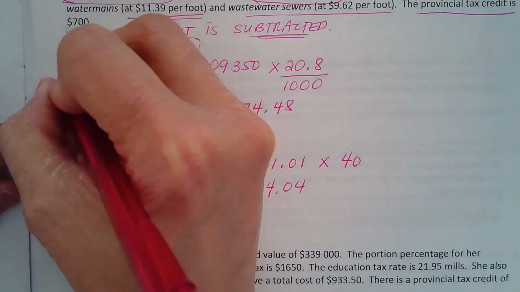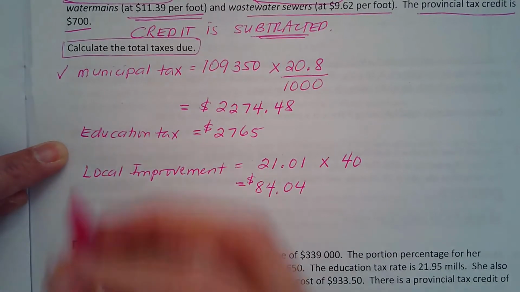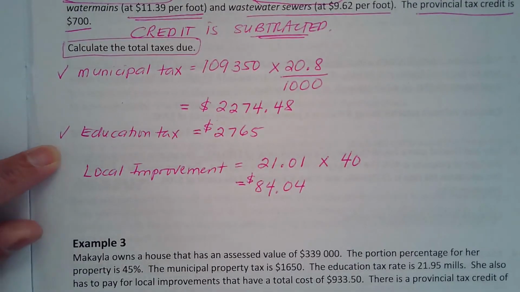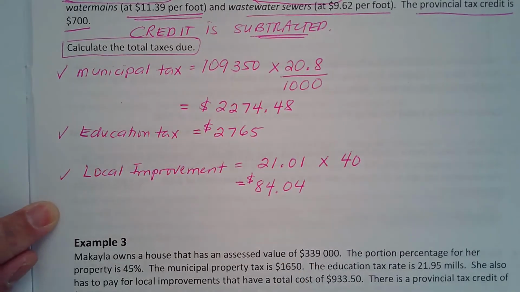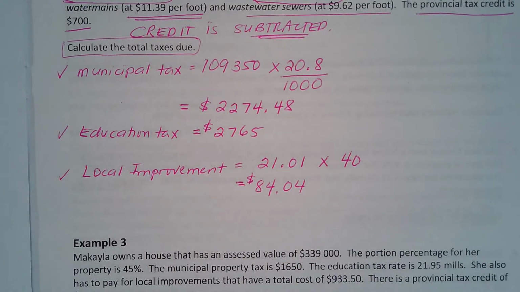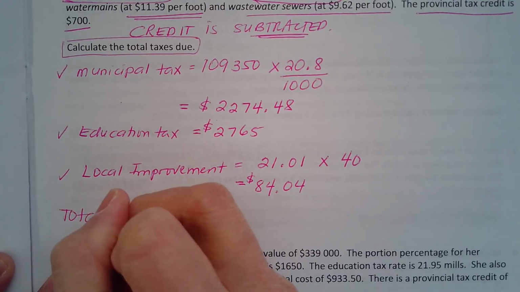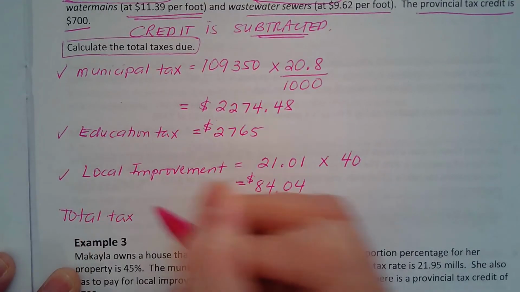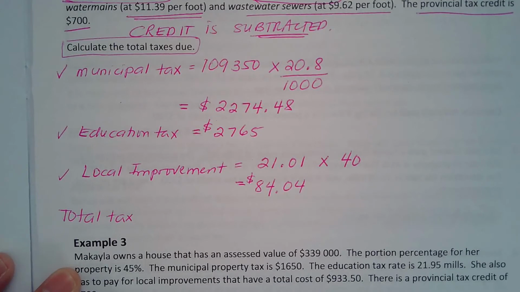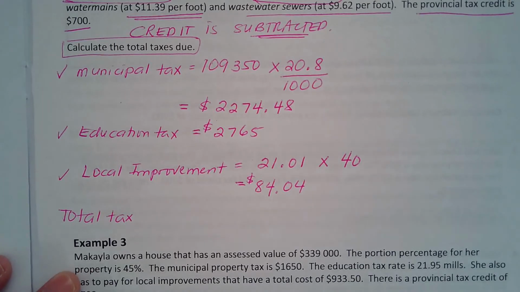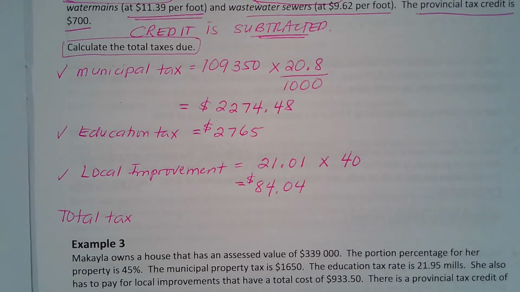We have our municipal tax, check. We have our educational tax, check. We have our local improvement, check. Now it's time to put it all together. So total tax, of course. Yes, times 40.